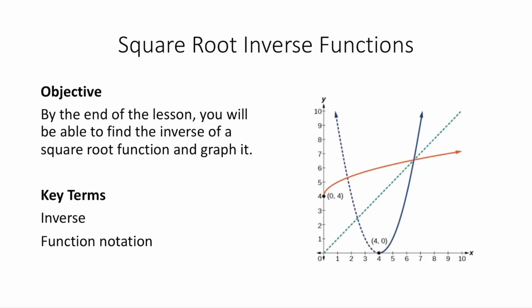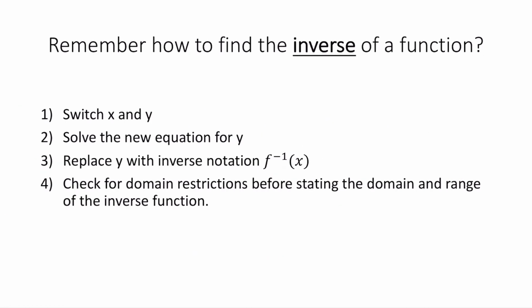So in this video, we're going to talk about how to find the inverse of a square root function and graph it. So remember how to find the inverse of a function? You can switch x and y, then solve the new equation for y. As long as the new equation is a function, you can replace y with inverse notation. Then remember to check for domain restrictions before stating the domain and range of the inverse function.